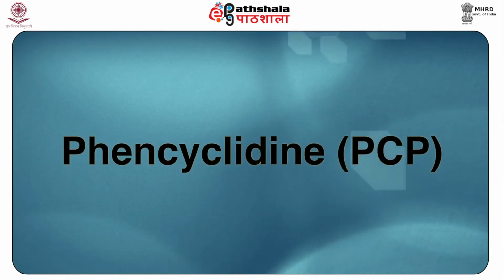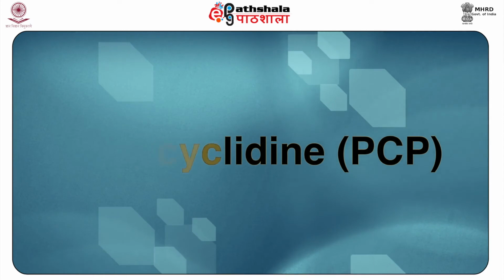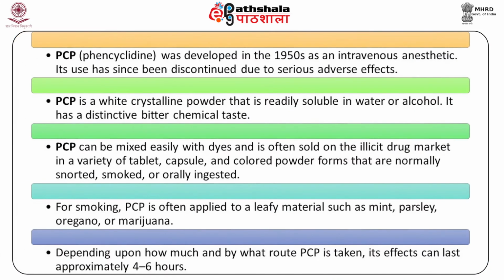Next comes Phencyclidine or PCP. PCP was developed in the 1950s as an intravenous anesthetic. Its use has since been discontinued due to serious adverse effects. PCP is a white crystalline powder that is readily soluble in water or alcohol. It has a distinctive bitter chemical taste.